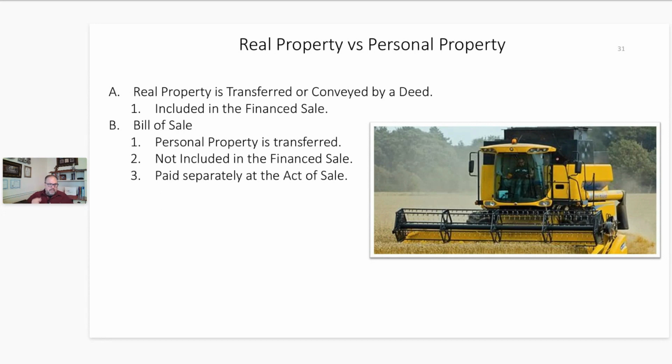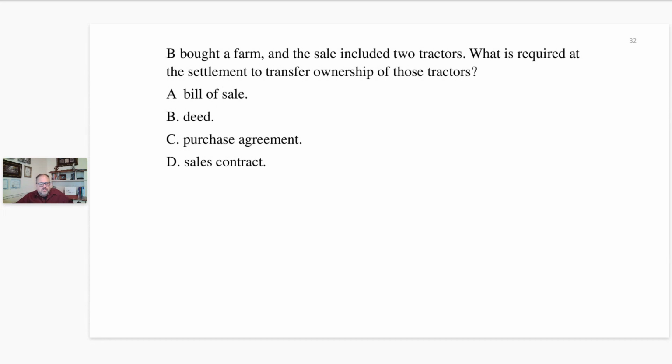And they'll receive their money. So any personal property that's transferred is transferred through a bill of sale. Any property that's real property is transferred through the deed. So the question says, B bought a farm and the sale included 2 tractors. What is required at the settlement to transfer ownership of those tractors?